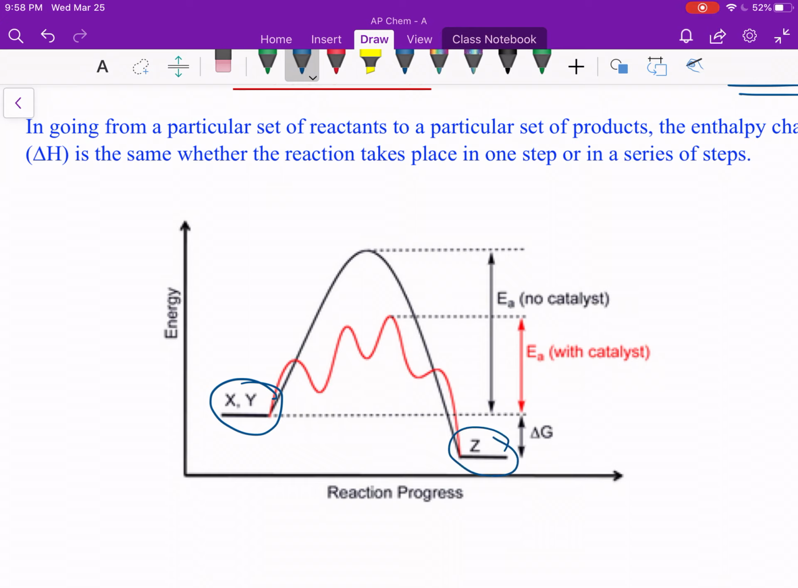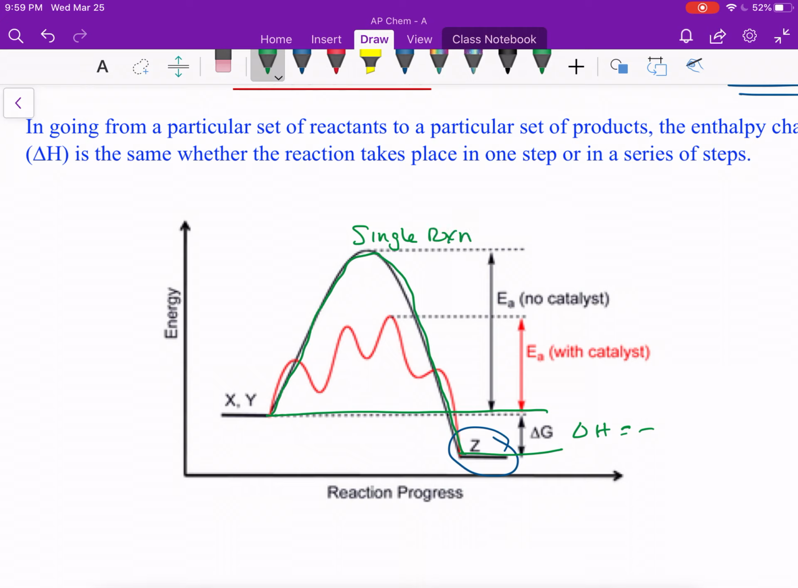And it doesn't really matter if we go in a single step from here, activation energy coming back here. If we look at it, it really doesn't matter because the energy change is the same, right? So delta H would be negative in that case. This would be like if we had a single step. So thinking back to kinetics, we have a single step reaction.